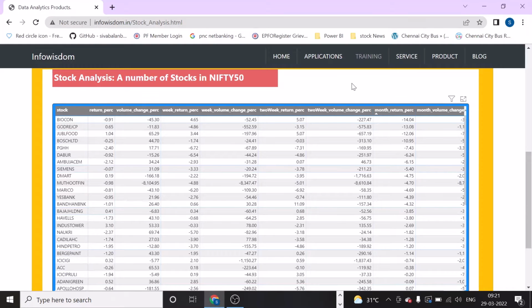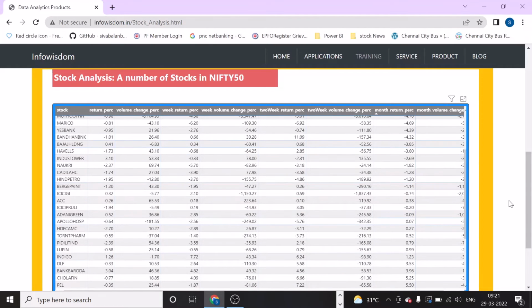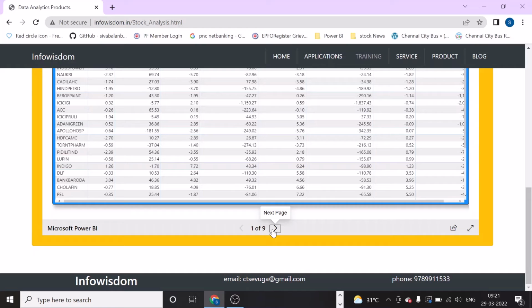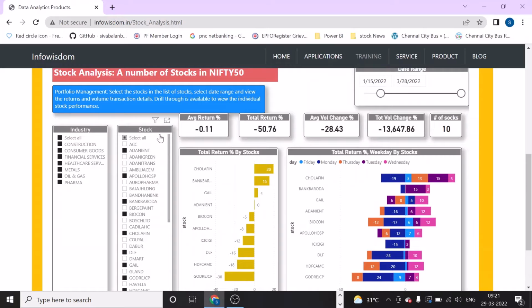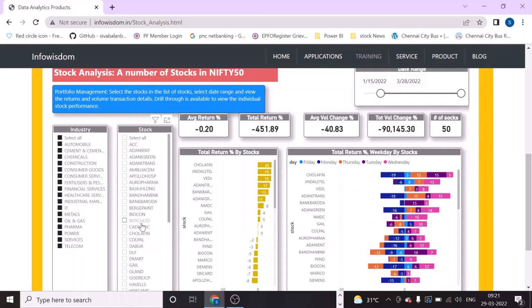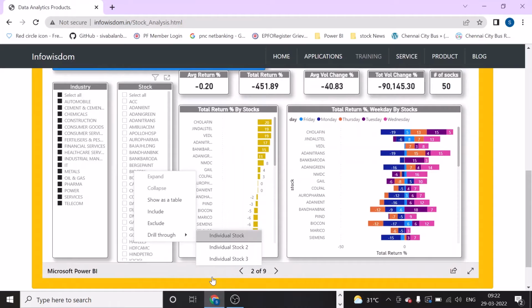How we can compare all those things we can see in the next pages. At present we are interested in Biocon. So with the help of Biocon we can go to the next page. The next page is for analysis of multiple stocks. Now we are interested only in Biocon, so you can take Biocon. Instead of checking here, you can go directly to the drill through. There are 3 pages: individual stock, individual stock 2, and individual stock 3. So you can go to the individual stock for Biocon.